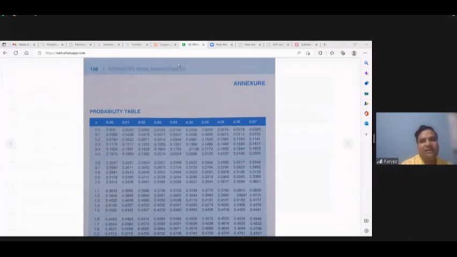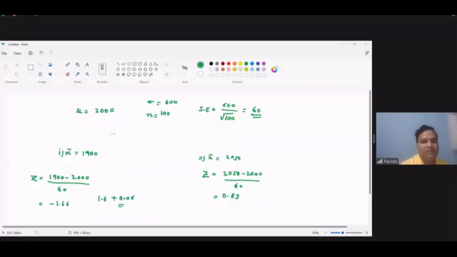No, I will come there. You understood? Sorry, explain again, please. 1.66. We will divide it in two parts, 1.6 plus 0.06, because in the table you can't look up the full value. That is the reason you divide only up to that.